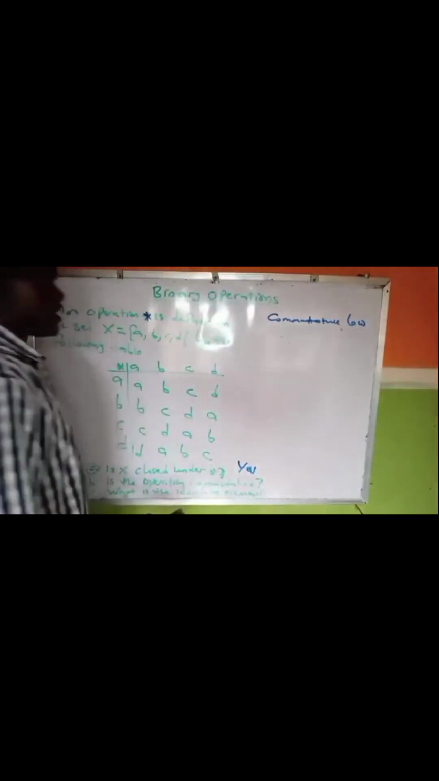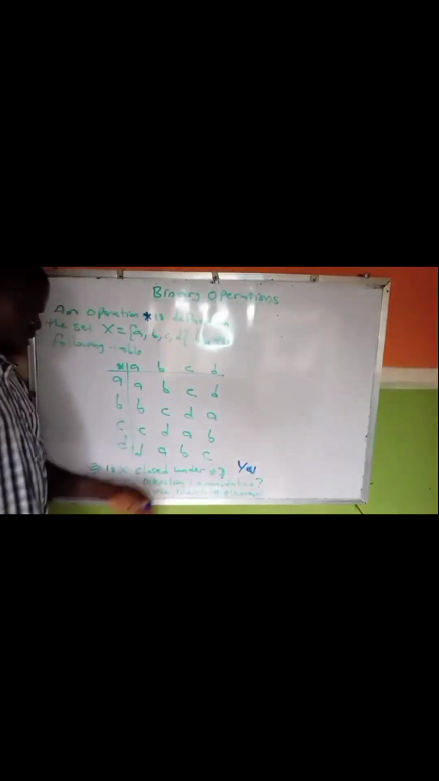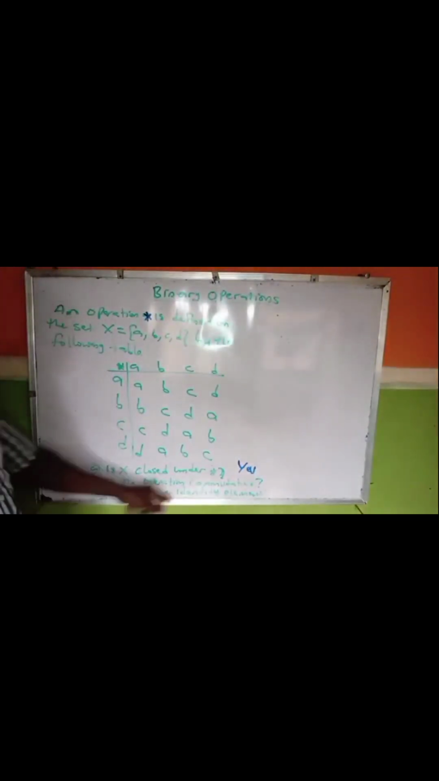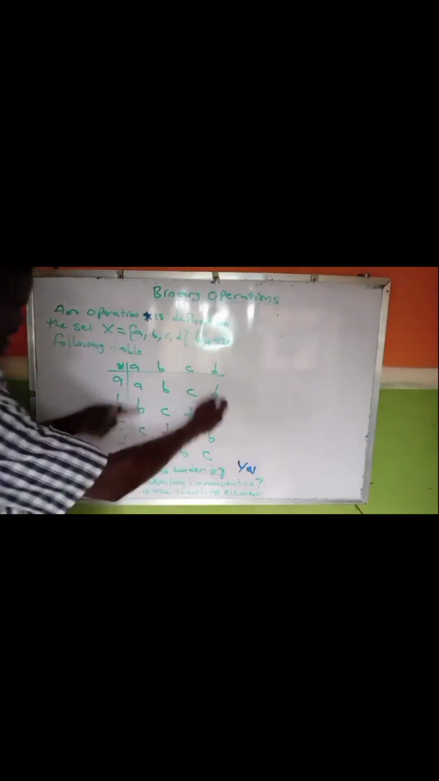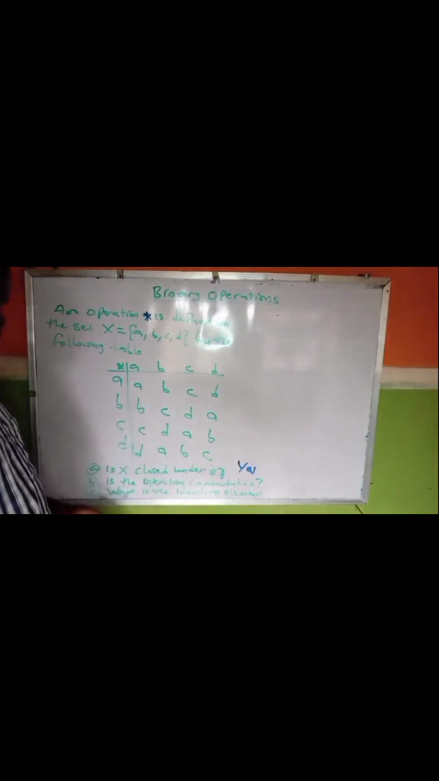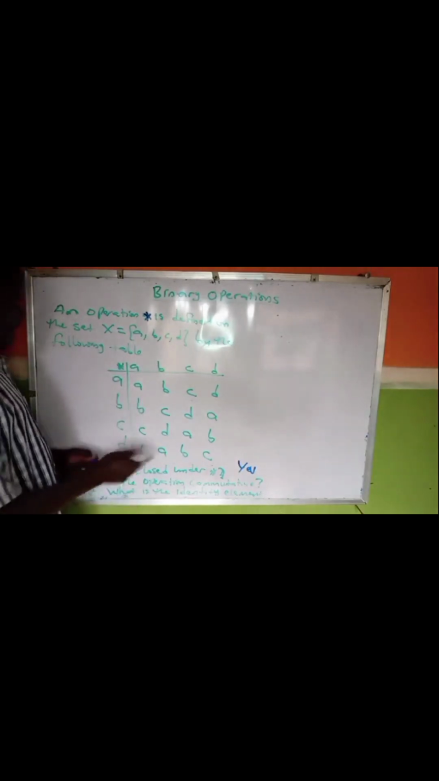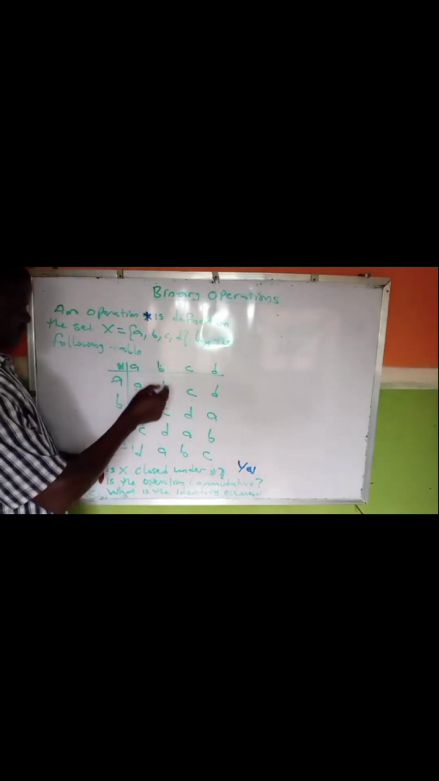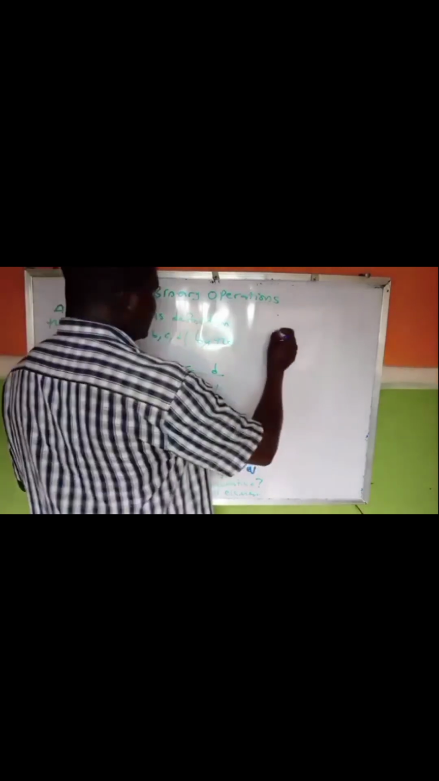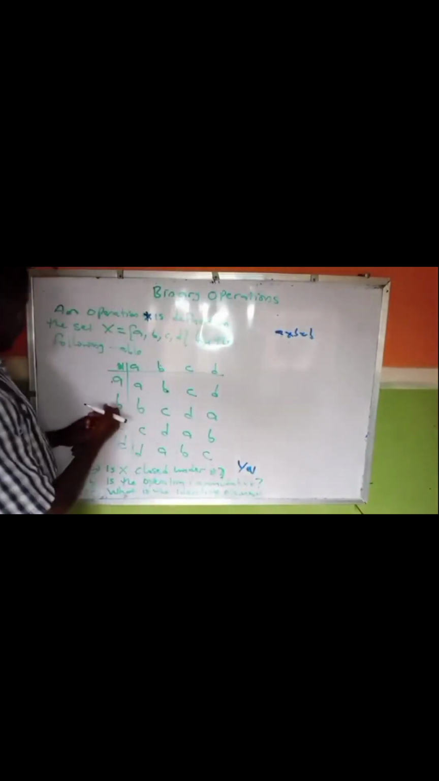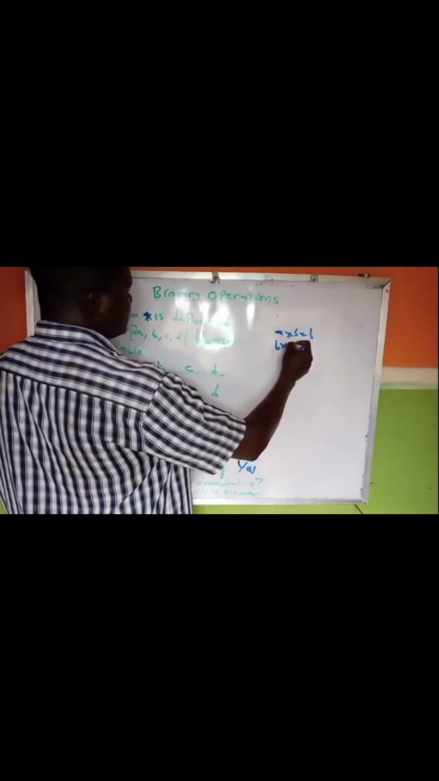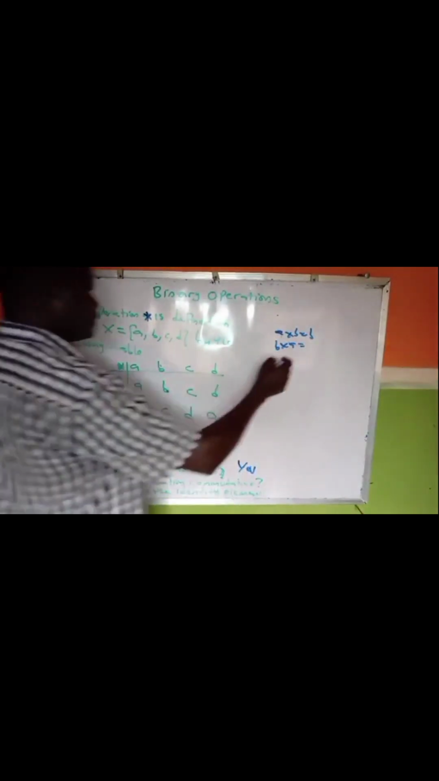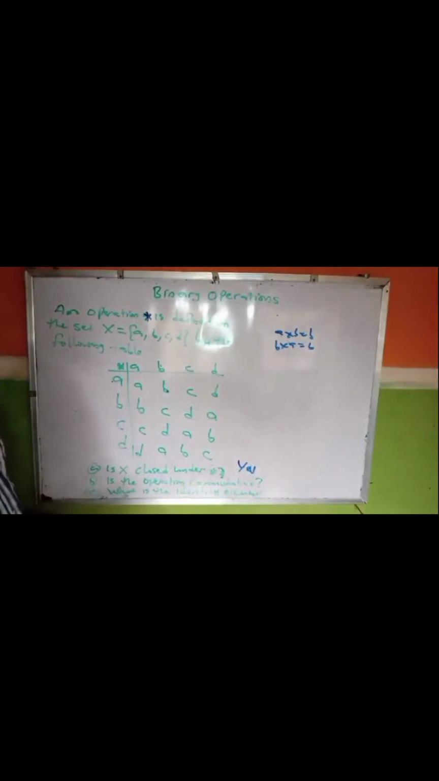So that is that. Now, come back to the question you are given. Is the operation commutative? So what you are going to know is whether they are commutative. Look at A times B. If you have A times B, it will give you B. So here we have A times B is equal to B. So let's look at B times A. B times A is equal to B. So it's commutative.